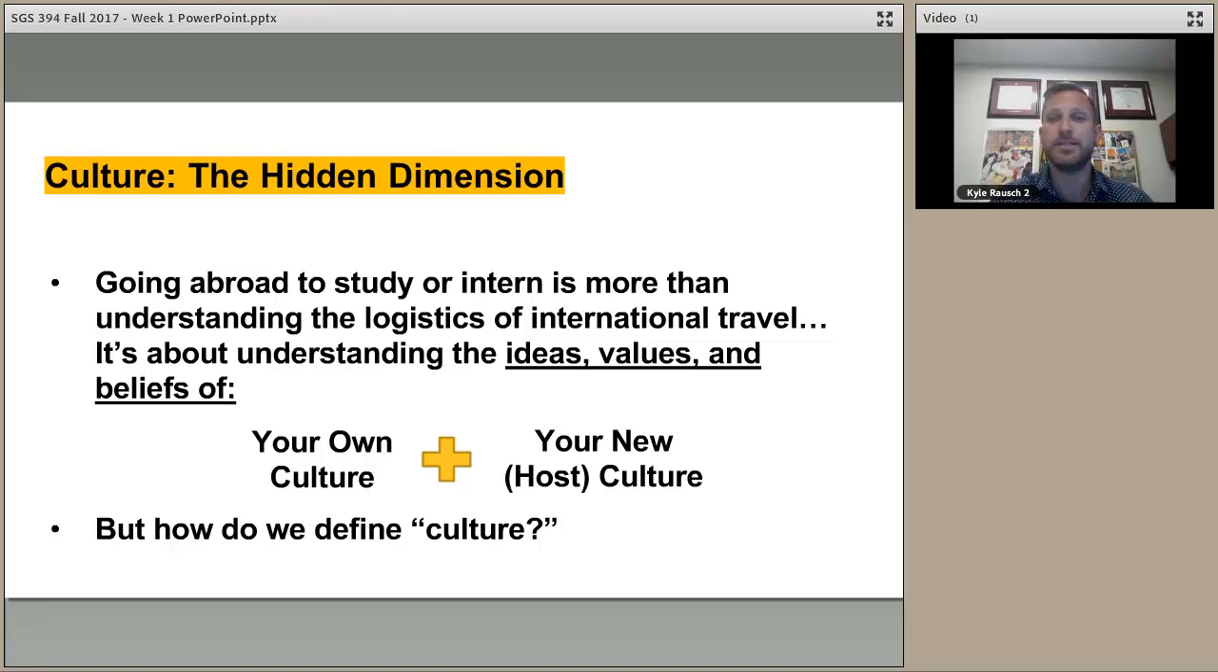However, going abroad to participate in any of these activities is so much more than working through the logistical matters that travel brings about. Going abroad to study or intern, working in a global context, and developing intercultural competency is about better understanding yourself and the ideas, values, and beliefs of your own culture and your new host culture.